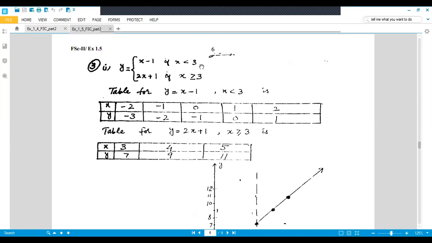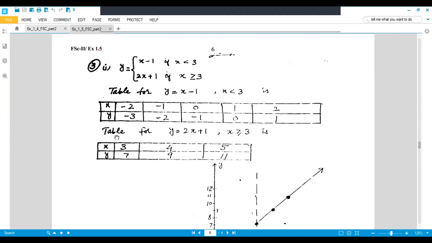But below 3, positive 3, you have to take some values. So we take minus 2, minus 1, 0, 1, 2. When we put in this equation, x is equal to minus 2, so minus 2 minus 1, minus 3. When you put x is equal to minus 1, minus 1 minus 1, minus 2. When you put 0, you will get minus 1. When you put 1, 1 minus 1, 0. When you put 2, 2 minus 1, 1. So this table is complete for the first equation.